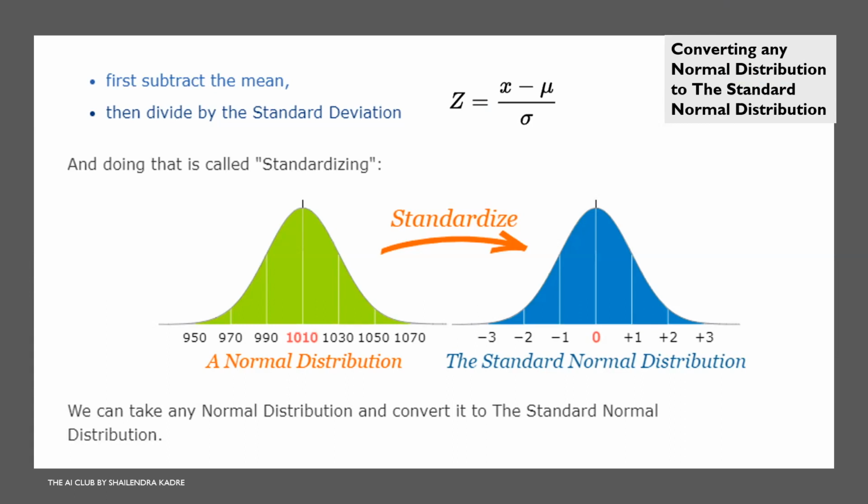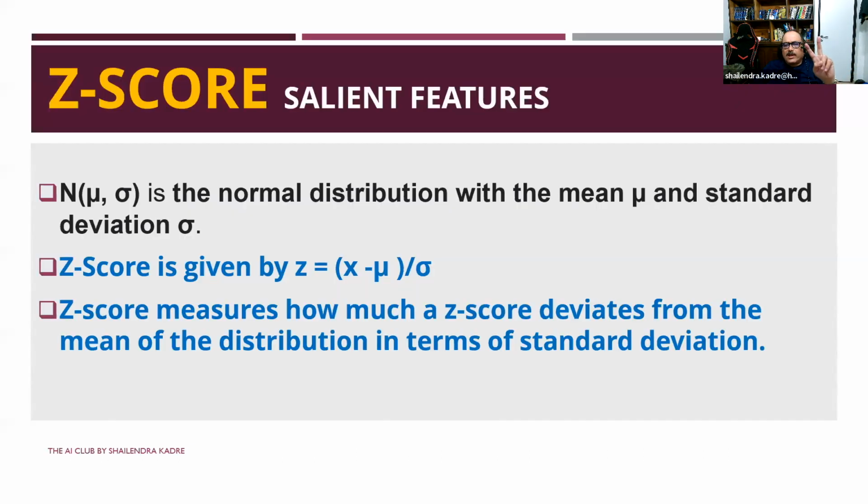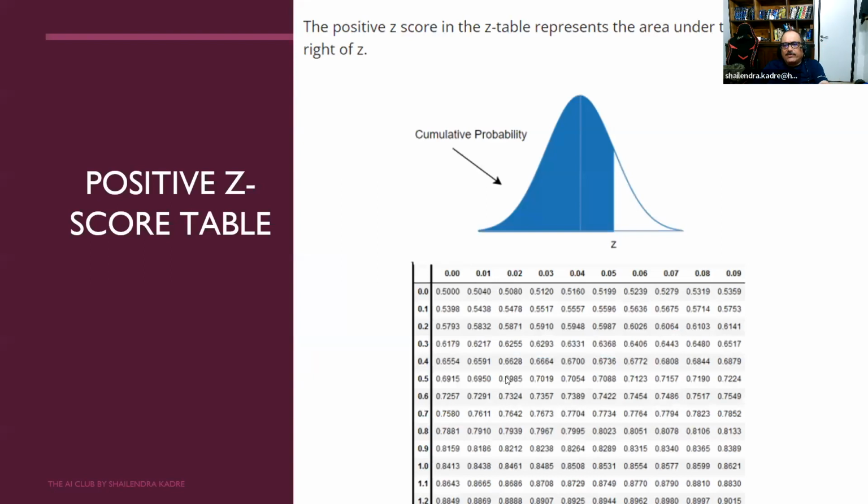Understood? So you have two types of Z values. Right of the mu is 0 only. So right of the mu, positive Z values; left of the mu, negative Z values. So there are two types of Z tables available: one is the positive Z table and the other is the negative Z table. First, we are talking about positive Z values.